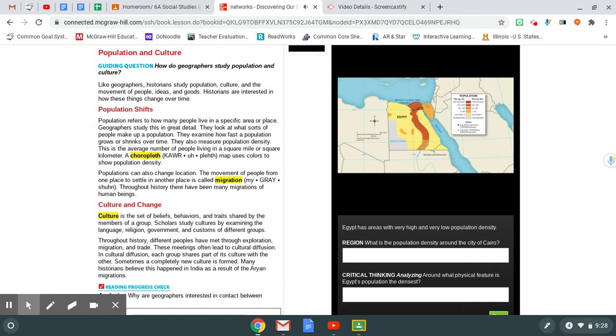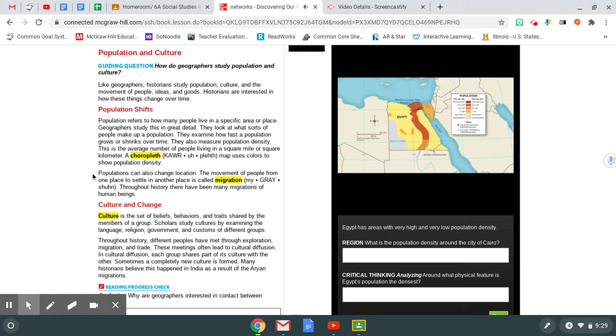Population shifts. Population refers to how many people live in a specific area or place. Geographers study this in great detail. They look at what sorts of people make up a population. They examine how fast a population grows or shrinks over time. They also measure population density. This is the average number of people living in a square mile or square kilometer. A choropleth uses colors to show population density.